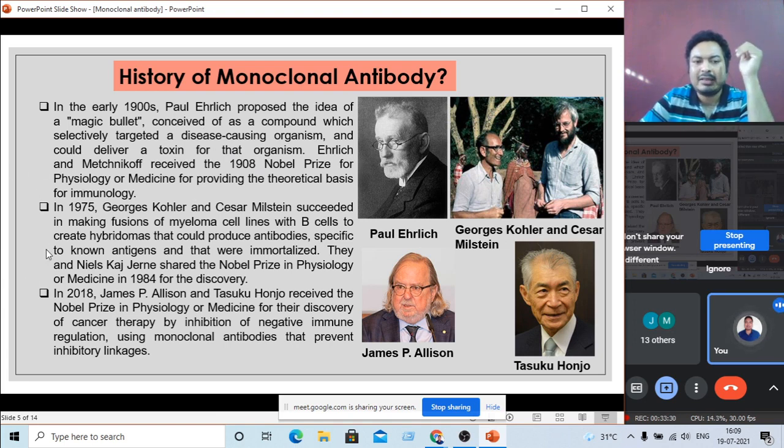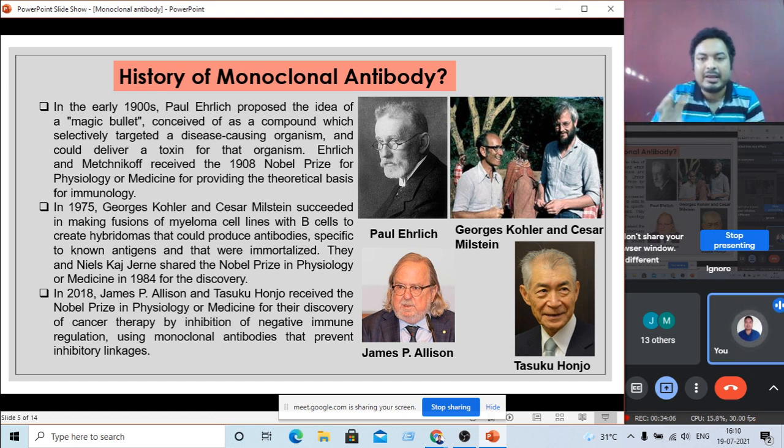Then in 1975 came two other great scientists, George Kohler and Cesar Milstein. These two scientists produced the monoclonal antibody and fused it with the myeloma cell. Myeloma cells are cancer cells, as I already said. So they generated the monoclonal antibody and fused it with the myeloma cell, forming a new type of cell called the hybridoma cell.